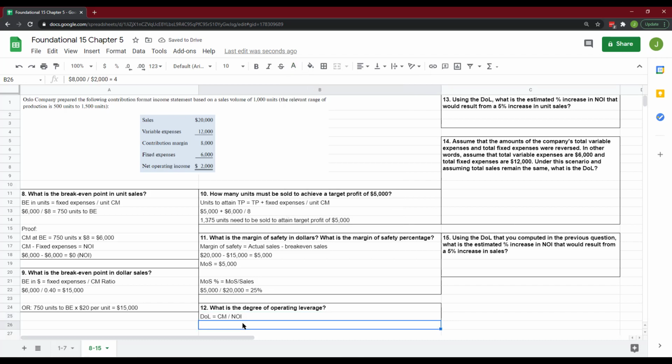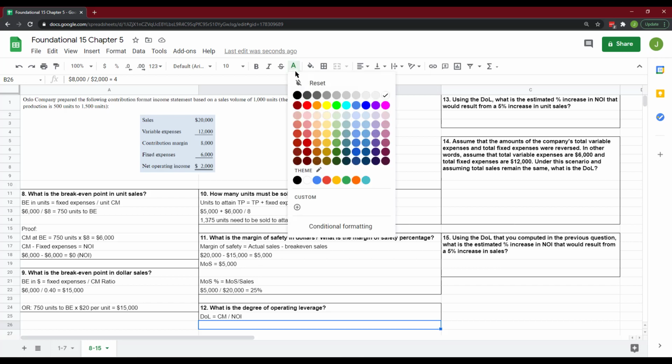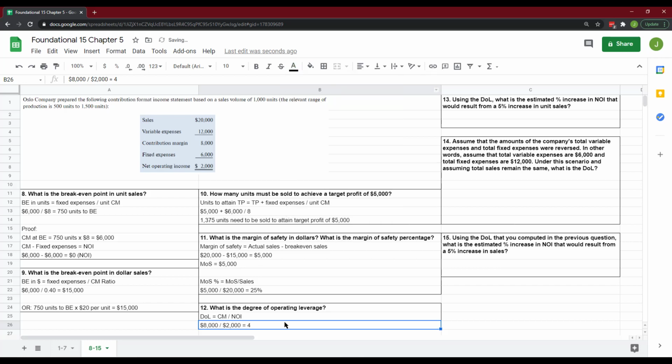Okay, so in this case, what's our contribution margin? It's $8,000, and we're going to divide that by our net operating income of $2,000. So our degree of operating leverage is 4. So what does that tell us? Well, in this case, for every 1% increase in sales, we can estimate that our net operating income will increase by 4% as a result.